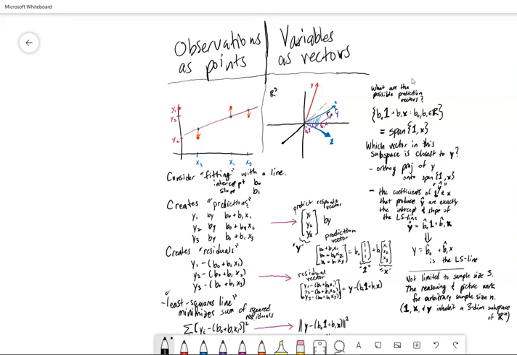All right, and let me clarify something. When you have an actual data set and you're trying to make sense of the relationship between variables, observations as points is the right thing to draw. Draw a scatter plot. You have data, you have two quantitative variables, draw a scatter plot.